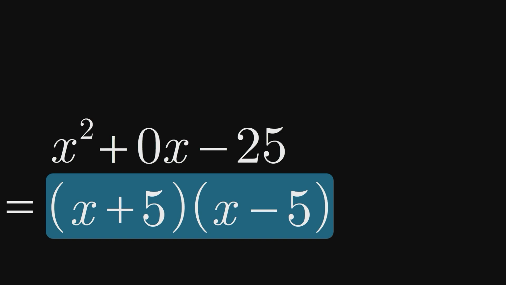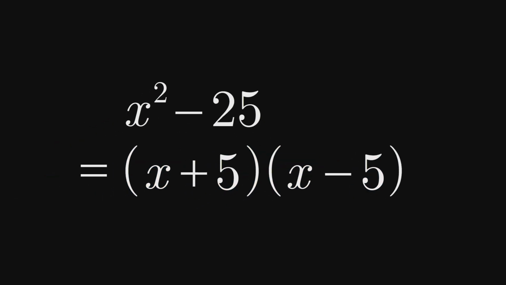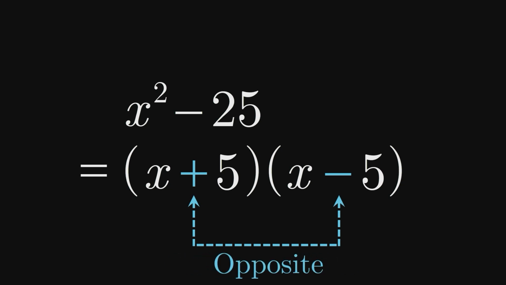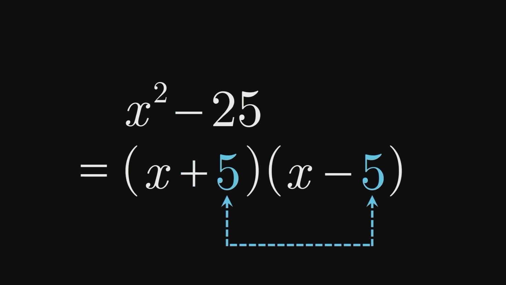Let's quickly analyze our result here to see how we can apply it to the factorization of other differences of squares. First, notice that our two factors involve the opposite operations of addition and subtraction. Also notice that the value we're adding and subtracting is the same in each factor, and it's the square root of the 25 in our original expression. All of these elements play a role in guaranteeing that if we expanded the factored expression, we'd get a 1x squared term, a constant term of negative 25, and no x term. I encourage you to try expanding our factored expression here to see what happens.